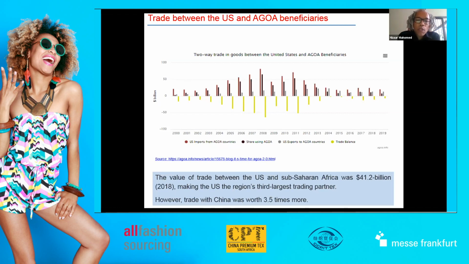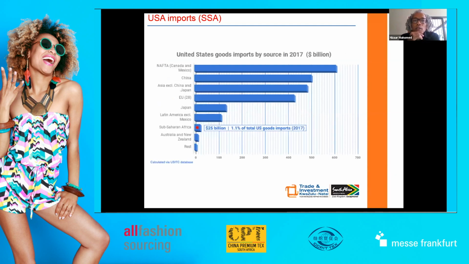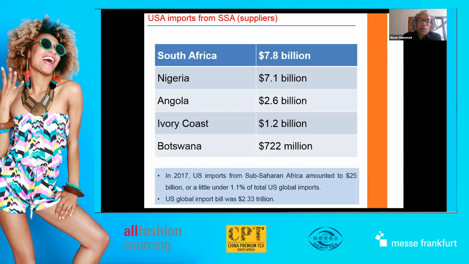This slide gives you some indication of the trade between the USA and sub-Saharan Africa. You can see in 2018, we were looking at about $41 billion US, which makes the USA Africa's third largest trading partner. However, as I think we are aware, China has supplanted the USA as a trading hub in Africa, and currently the trade between China and sub-Saharan Africa is 3.5 times more than that between sub-Saharan Africa and the USA. And this just gives you some indication, in terms of AGOA, of where sub-Saharan Africa sits in the US's global import market.